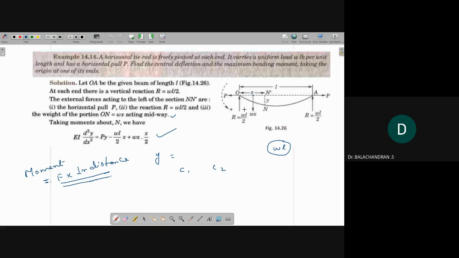Here p is the horizontal pull, and y is the perpendicular distance. Okay, so I think you know the right hand thumb rule. I will just recall it for you. I think you know it better than me. I will write it here.